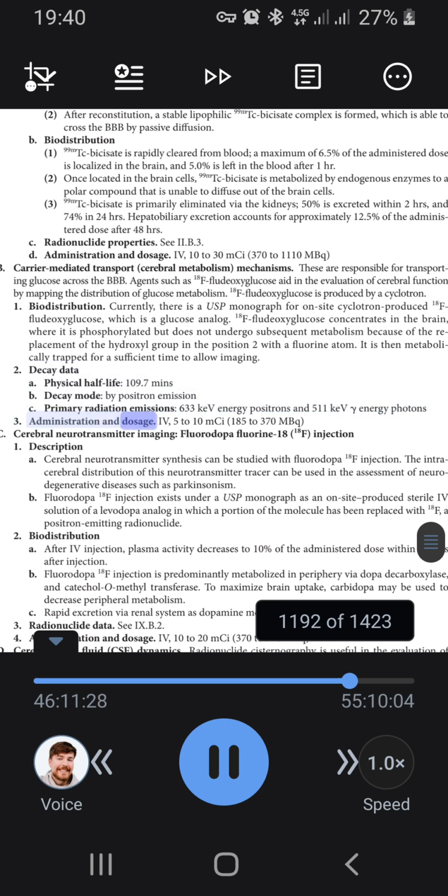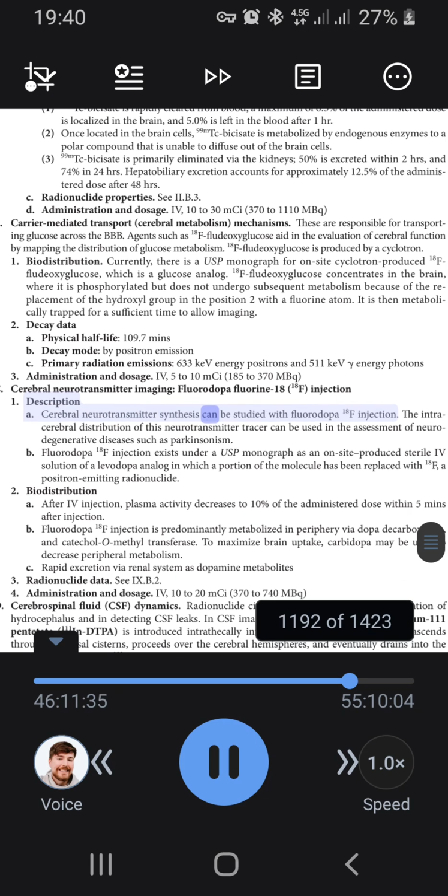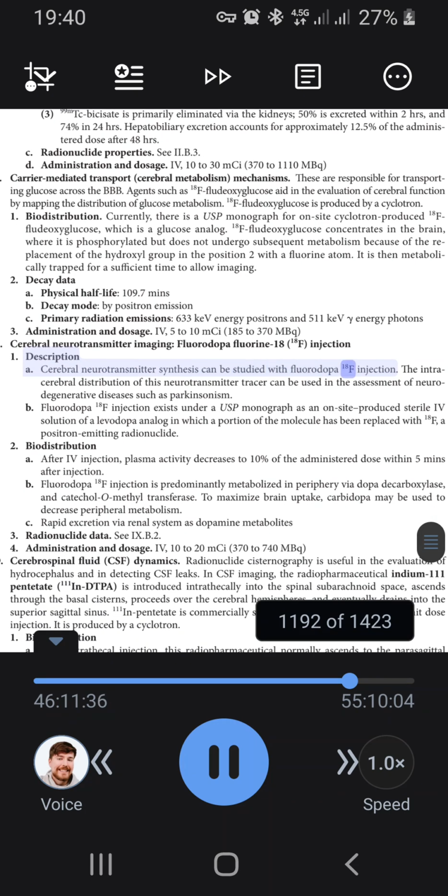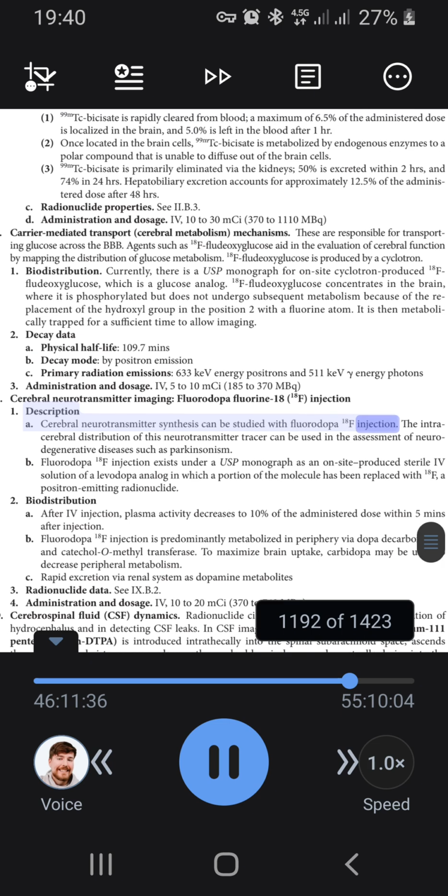Administration and dosage: IV, 5 to 10 mCi, 185 to 370 MBq. C. Cerebral neurotransmitter imaging: fluorodopa F 18 injection. 1. Description. A. Cerebral neurotransmitter synthesis can be studied with fluorodopa F 18 injection.